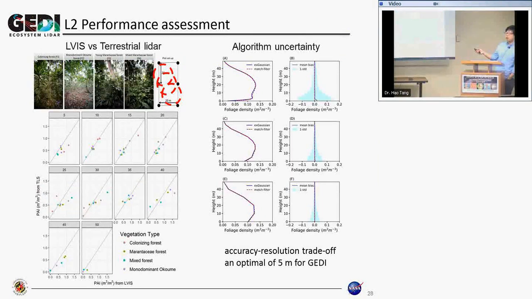Oh, this one here for level two. That's the goal of delivering the AI profile at 5 meter vertical resolution. It's a trade-off between the accuracy and the resolution.